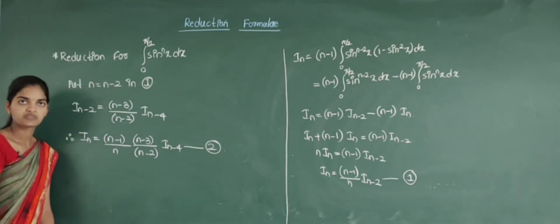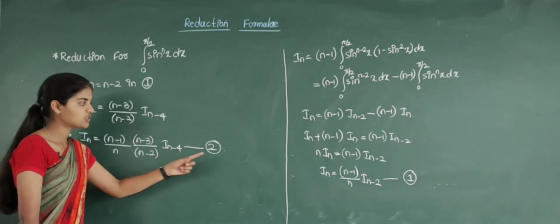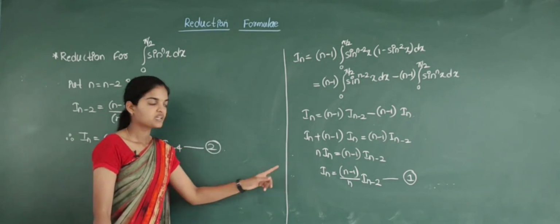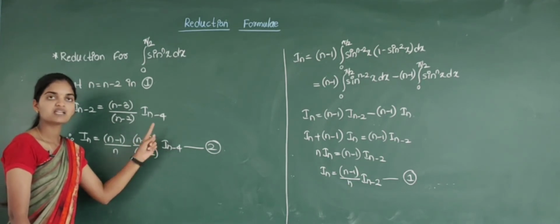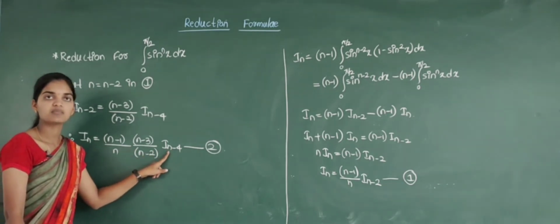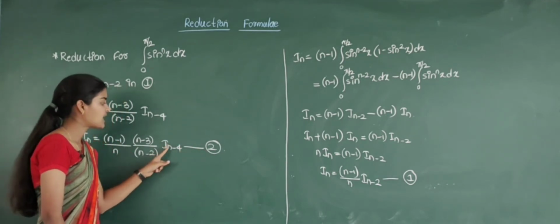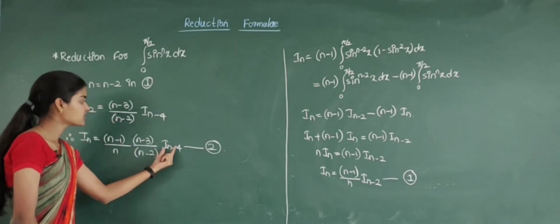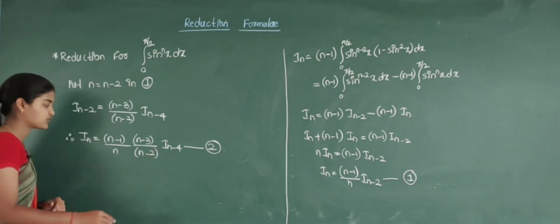I will write this as equation number 2. Similarly, if you want to take the I_(n minus 4) value, what you will do? You will substitute n is equal to n minus 4 in equation number 1, and that time the next term we will get is (n minus 1), (n minus 3), next term will be (n minus 5), divided by n into (n minus 2) into (n minus 4). Then next I_(n minus 4) is there, but in the next term we will get it as I_(n minus 6). So in this way, if you go on continuing, we will get the next terms in this I_n. So I will directly take the generalization.